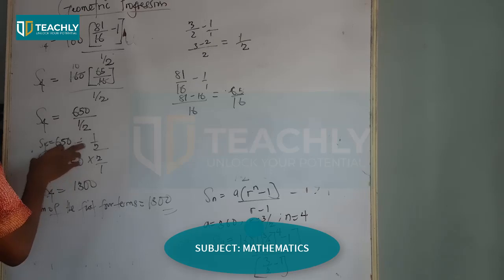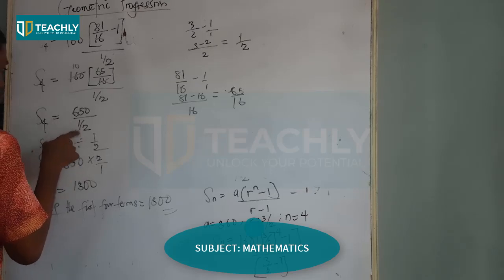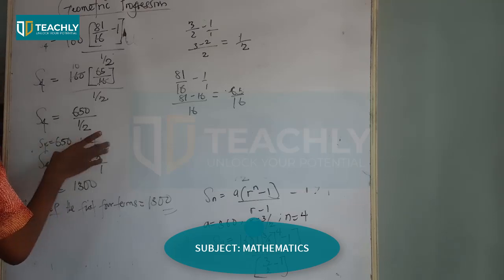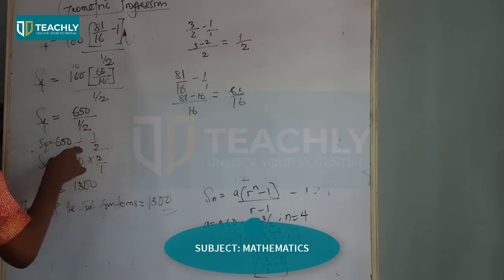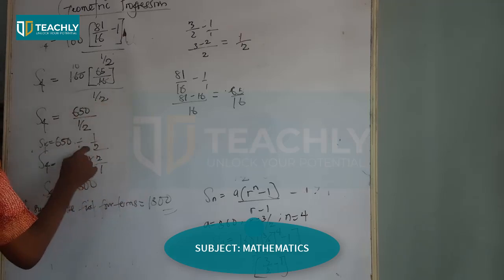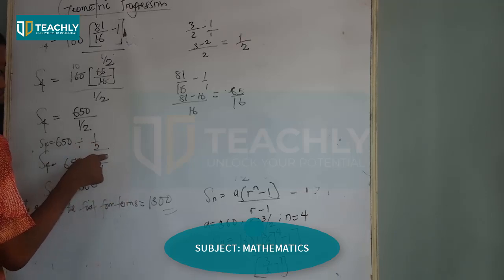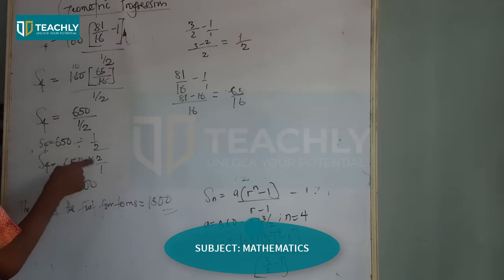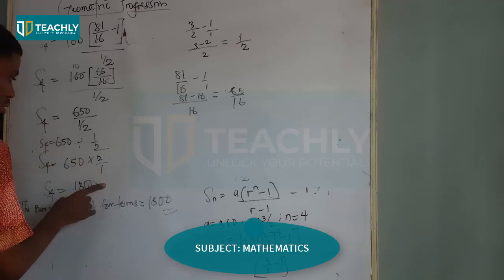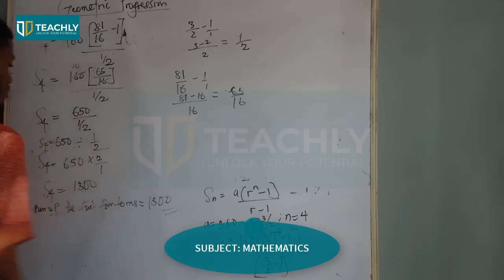Now I'm left with what? With 650 divided by 1 over 2. If you are doing something like that, our division is going to change towards multiplication. And if it's changing, this 2 will no longer be the denominator. It's going to be the numerator now because we are changing to multiplication. So now 650 times 2 gives me what? 1,300. And then 1,300 is now the sum of the first 4 terms.